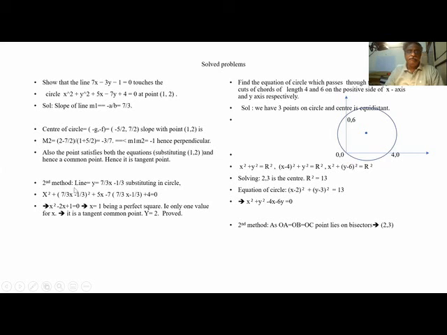What is the second method? You substitute this y into the circle. What is y here? 3y is equal to 7x minus 1, so y is equal to (7x minus 1) by 3. You substitute this into the circle, x square, y square. When I substitute, I am getting a perfect square, x minus 1 whole square.